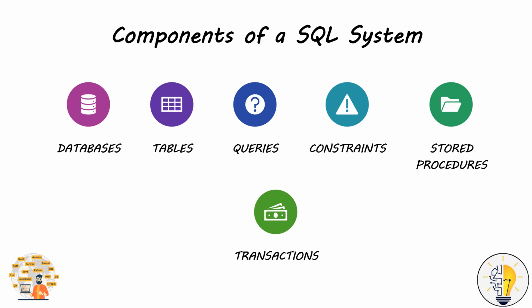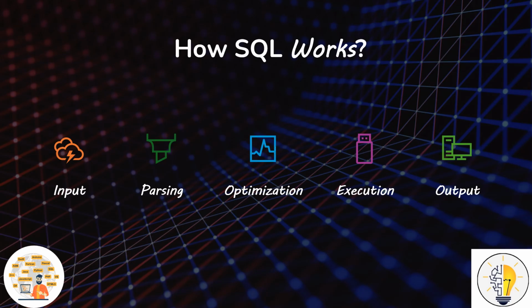Other than this, there are some important components, which are views, index, data types, security permissions, and joins. These are all the different components used in the SQL system for querying data. Now, how does SQL actually work? Structured Query Language has these parts: input, parsing, optimization, execution, and output. These are the main things to explain how SQL works.